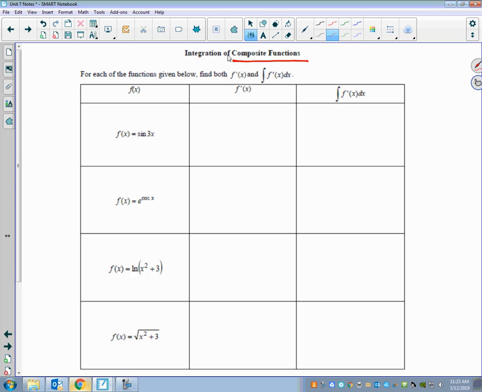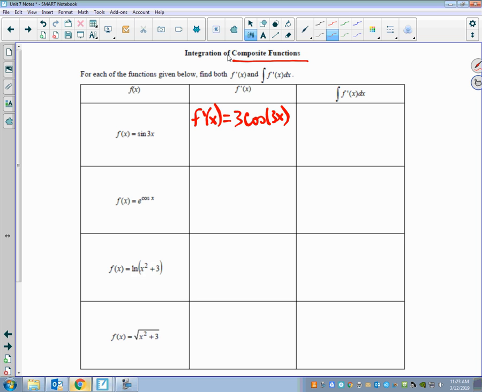And so it says, for each of the functions given below, let's find both f prime and then the integral of f prime so that you can maybe see a pattern here, okay? So if this is f of x, anytime you have a composite function, like a function in a function, remember you're going to take the derivative by using the chain rule. So if I take the derivative of this, I take the derivative of the outside. So the derivative of sine is cosine. Leave the inside alone. So cosine of 3x times the derivative of the inside, which would be 3.